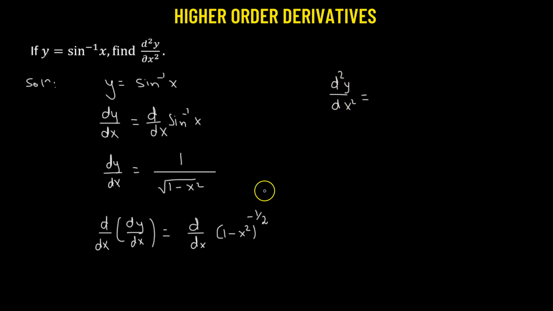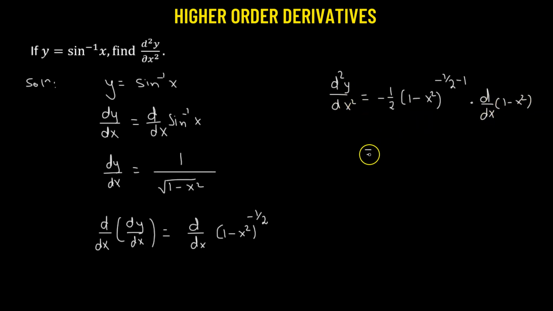So this will be equal to, here we'll have to apply the power rule. So we have negative half multiplied by (1 minus x squared) raised to the power of negative half minus 1. So this is the power rule, and since we have 1 minus x squared, we also need to multiply by its derivative. This is the chain rule. So this is the value of the second derivative of y with respect to x.